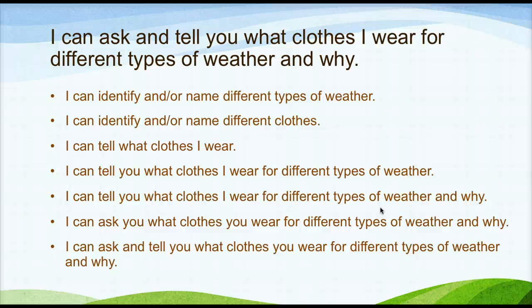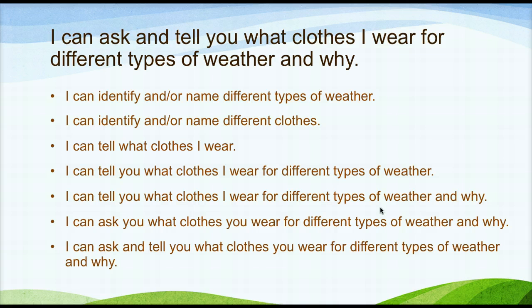Taking into consideration that our students' level of proficiency is novice, I would like to start with my students first naming different types of weather, and then they're going to learn how to name different clothes, because they haven't learned that vocabulary yet. So once they know how to say what the weather is like, as well as how to name different pieces of clothing, then students will be able to practice the language chunk.